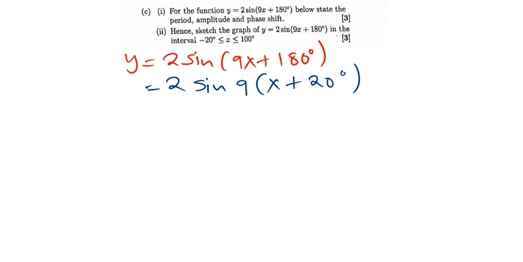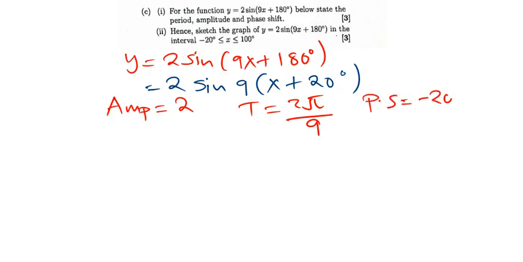So therefore, the period, which is the first thing, this first part 2 is the amplitude. This helps us find the period. Remember I said 2 pi over that 9. And then the phase shift, it just changes the sign. So the phase shift becomes negative 20 degrees.